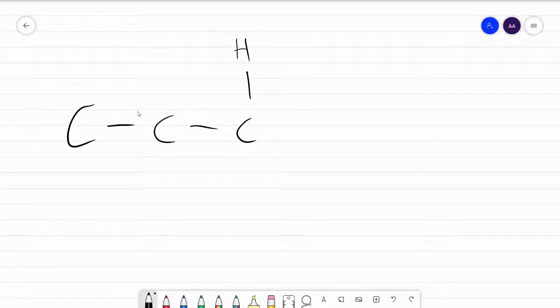Okay, so we're going to learn today about skeletal formula. So first of all, I'm going to draw a little molecule here. It's a little molecule of propane.